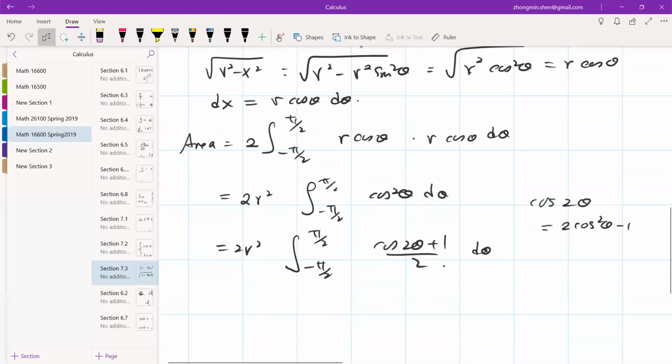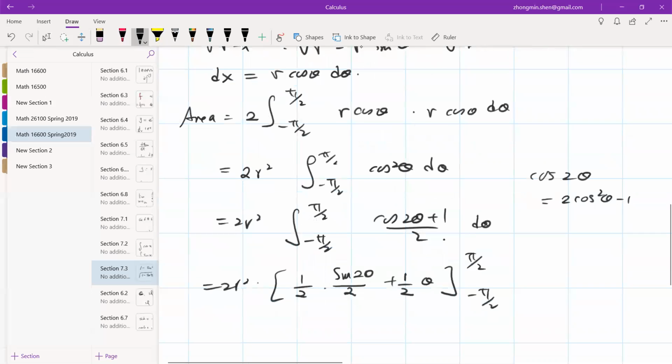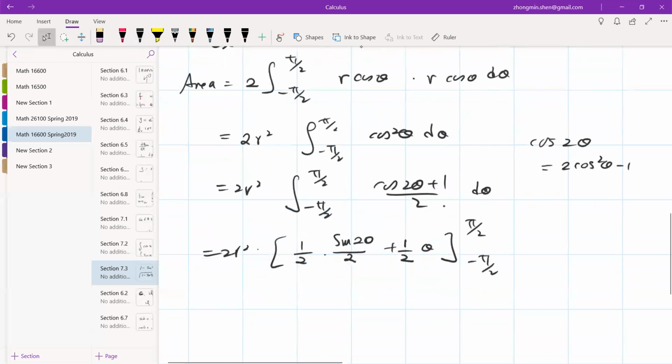Then you find the antiderivative of this function. The antiderivative is going to be 1/2 times sine 2 theta divided by 2, plus 1/2 theta. So we're going to get the area of the circle with radius r.